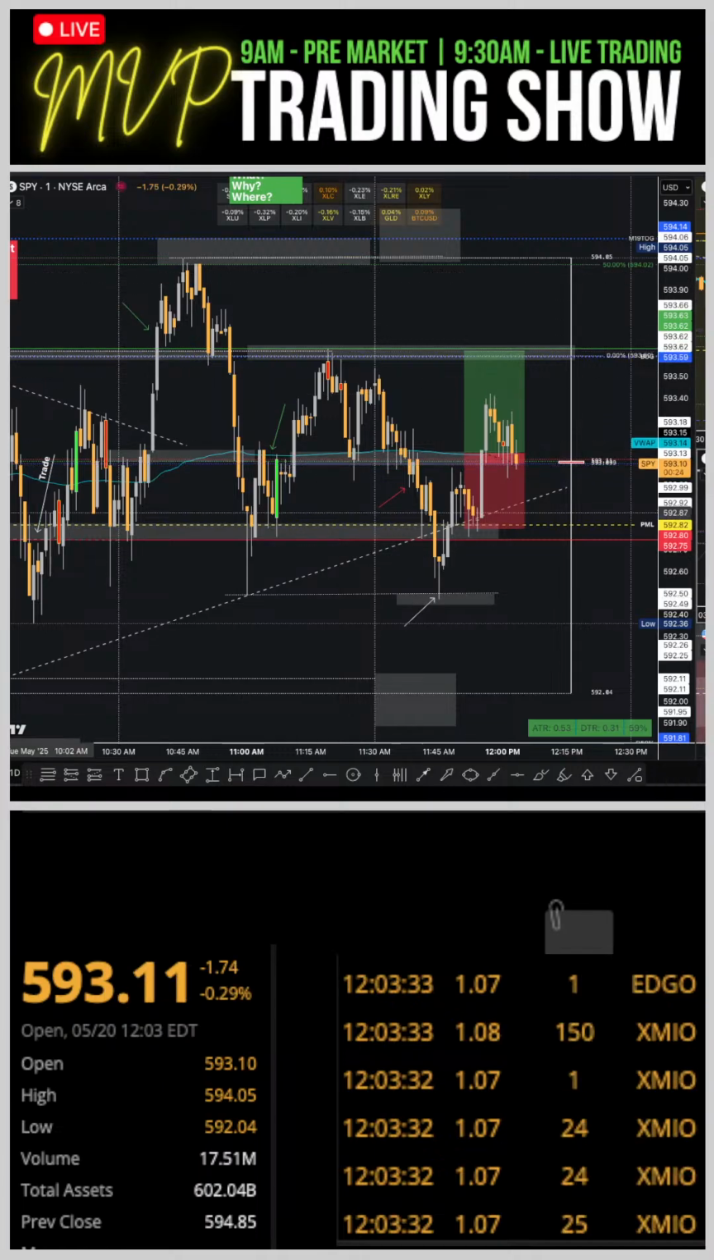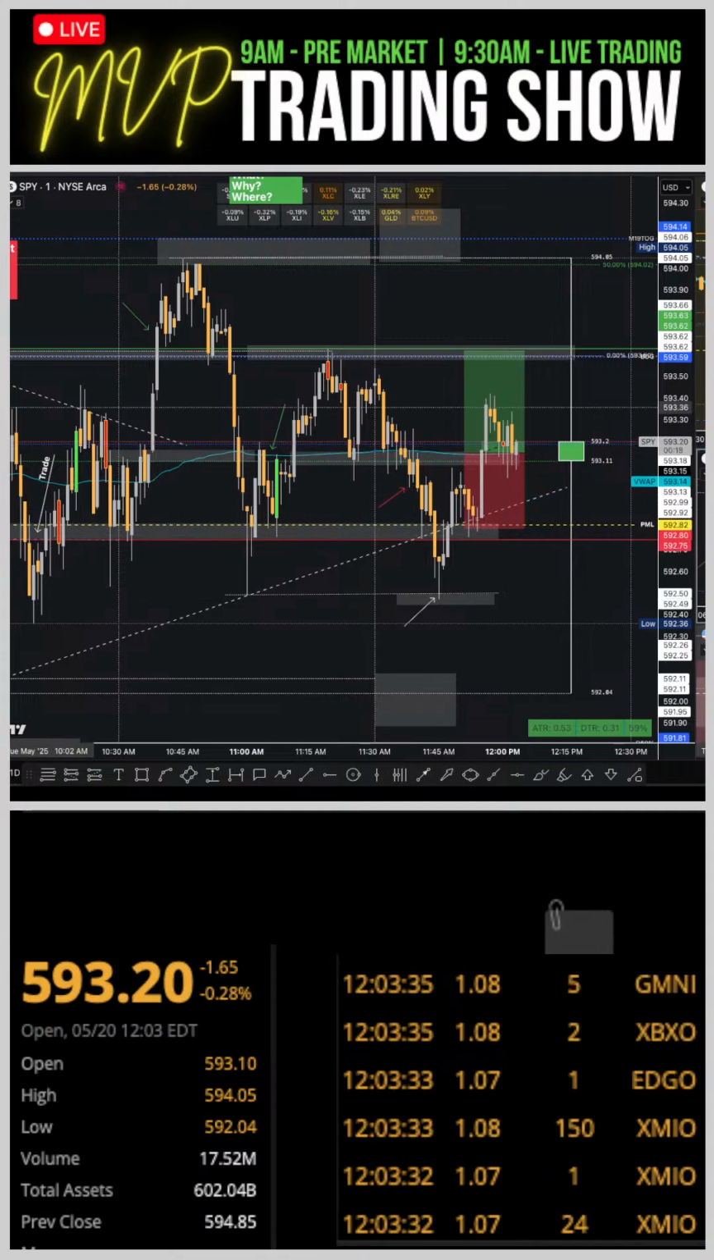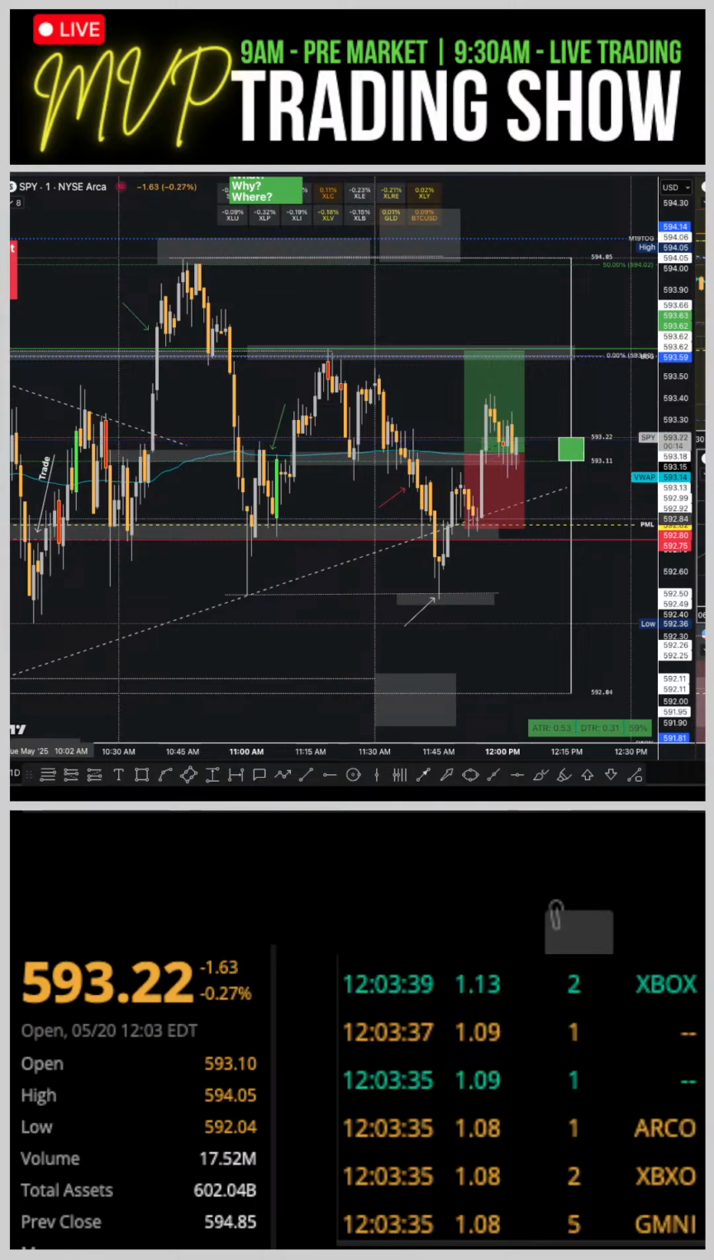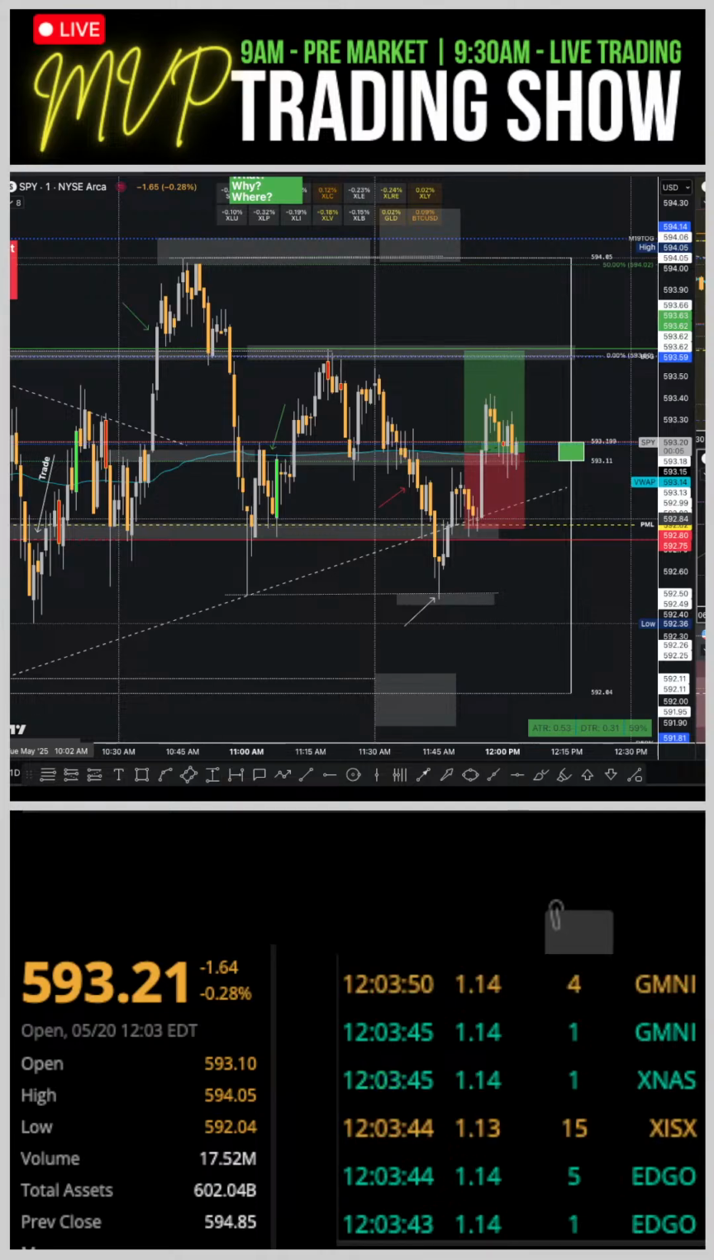So whenever we're double inside, that means within that range, now we're inside this inside candle. We're inside the inside candle.